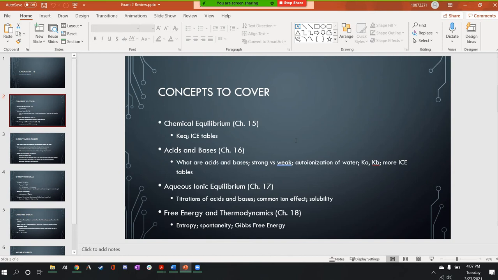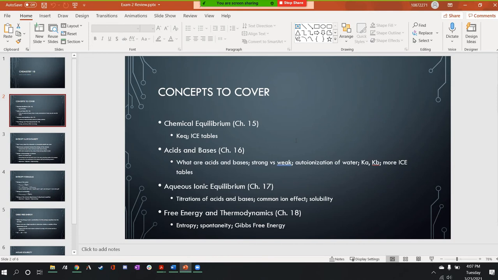We also saw, in chapter 16, acids and bases. That chapter talked about some definitions of what acids and bases are. Do we have strong acids versus weak bases? Strong versus weak: strong completely dissociate, weak sit somewhere in the middle. We saw the autoionization of water and why that equation is useful. The Kw value, 1 times 10 to the negative 14th, lets us find Ka from Kb or Kb from Ka.